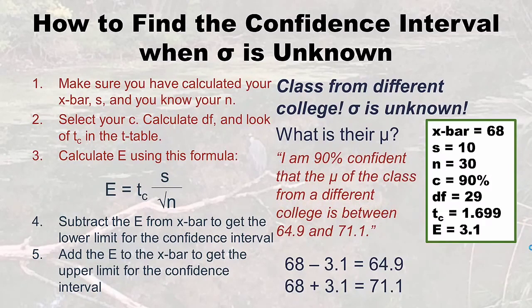So this is what you say. We wanted to know, for the class from a different college, what is their mu? And you say, I am 90% confident that the mu of the class from a different college is between 64.9 and 71.1. That's how you say it.